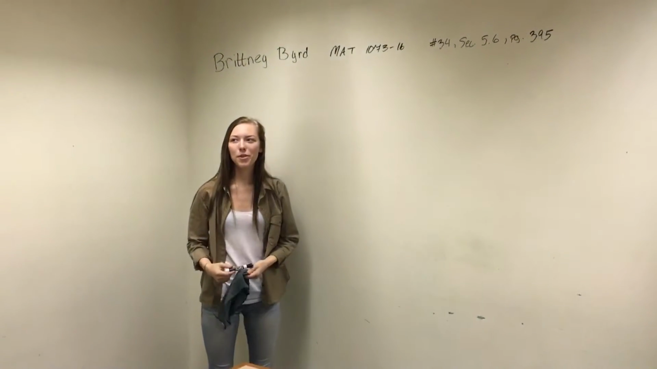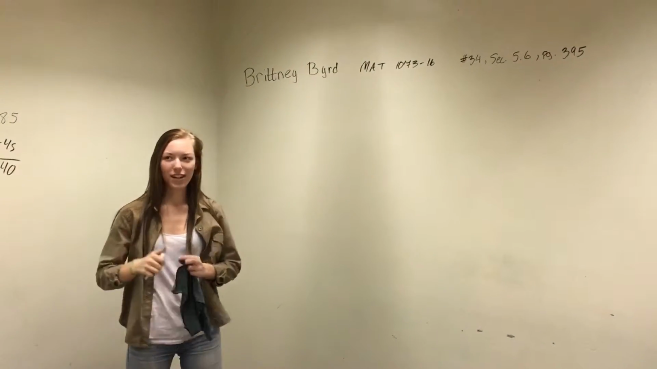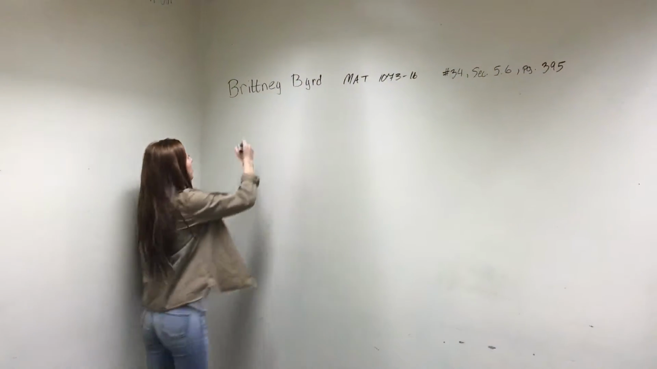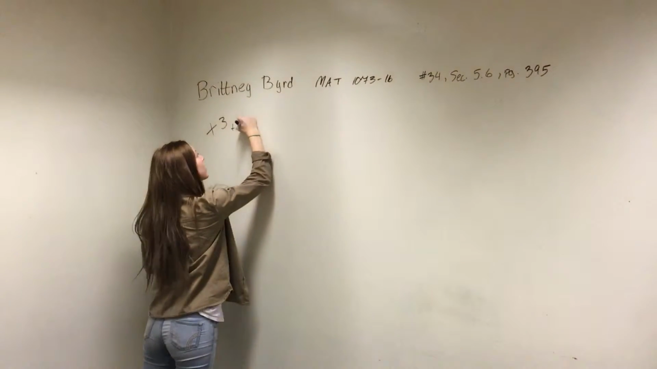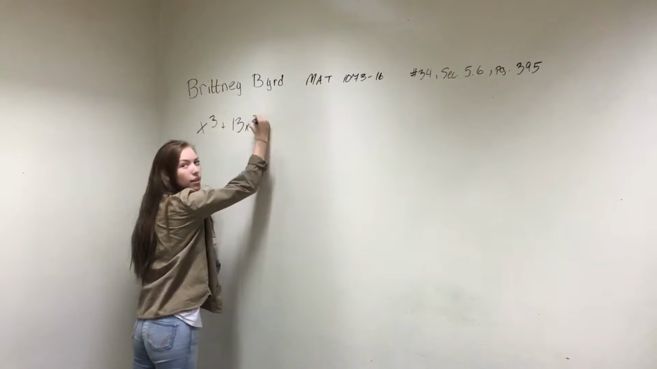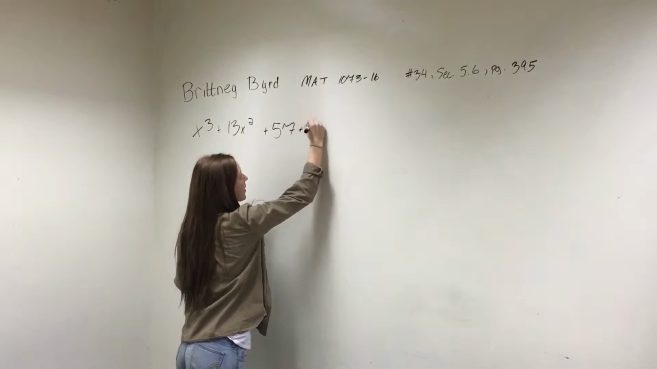I'm in Math 1073-16. I'm doing problem number 34 in section 5.6 on page 395. So the problem is x to the third plus 13x squared plus 57x plus 85.